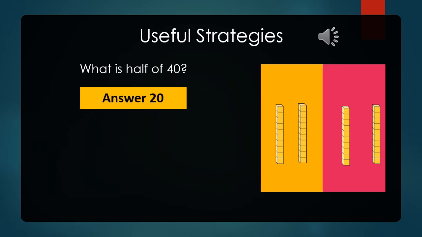On this slide we can see that we need to halve the number 40. Now to halve the number 40, we need to distribute it equally into 2 groups. So we have 2 tens in one group, that is the yellow group, and 2 tens in the next group, the pink group. So we have 20 plus 20, which makes 40. So if we ask, what is the half of 40? The answer is 20.